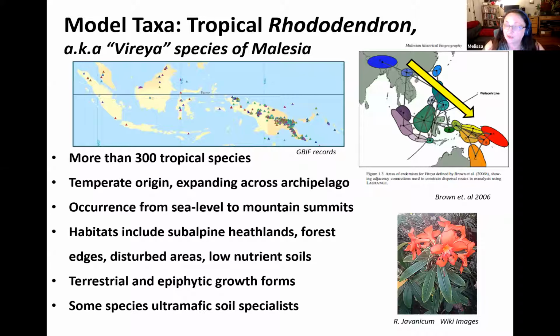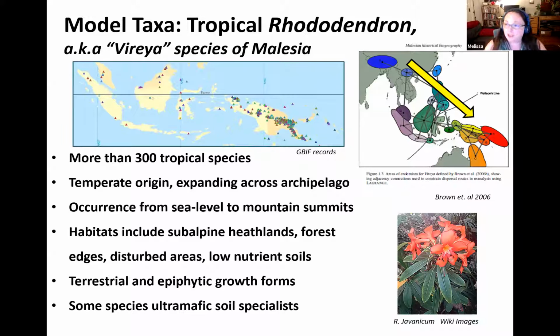Usually taxonomic groups tend to be more clustered within a particular elevation range or habitat type, whereas again, rhododendron is incredibly broad. In the habitats that they occur in, there are quite a few within more subalpine zones, the montane forests, for instance, and most likely that's a reflection of their more temperate origins. With expansion to other habitat types, such as forest edges, disturbed areas, riparian zones, and low nutrient soils.